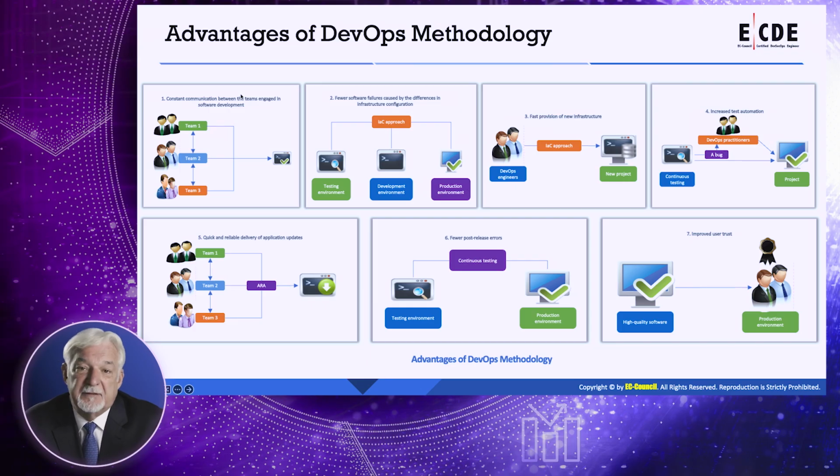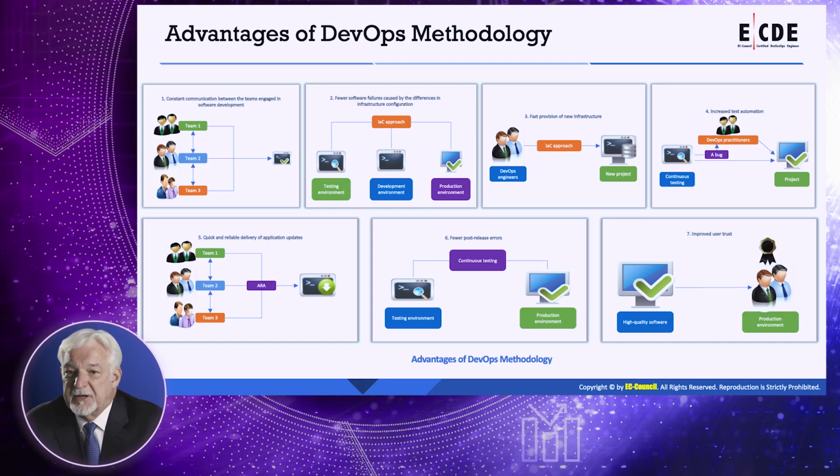The advantages of the DevOps methodology. First, there's constant communication between the teams engaged in software development. So all of these teams are working collaboratively to produce the product. There are fewer software failures caused by the differences in infrastructure configuration, particularly if we can take an infrastructure as code approach. And we apply templates for consistency within the environments as far as what services are available, how the APIs interact, etc. And that's between the test, development, and the production environments.